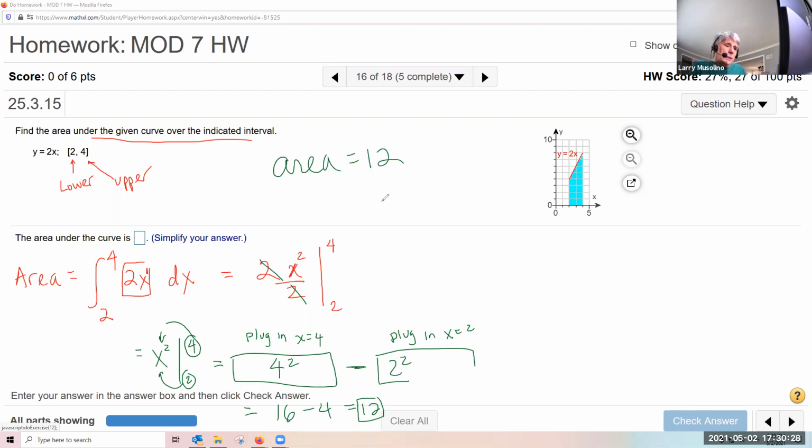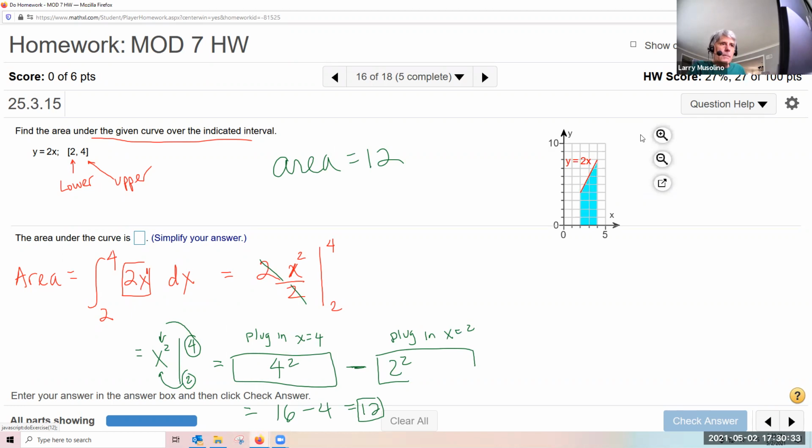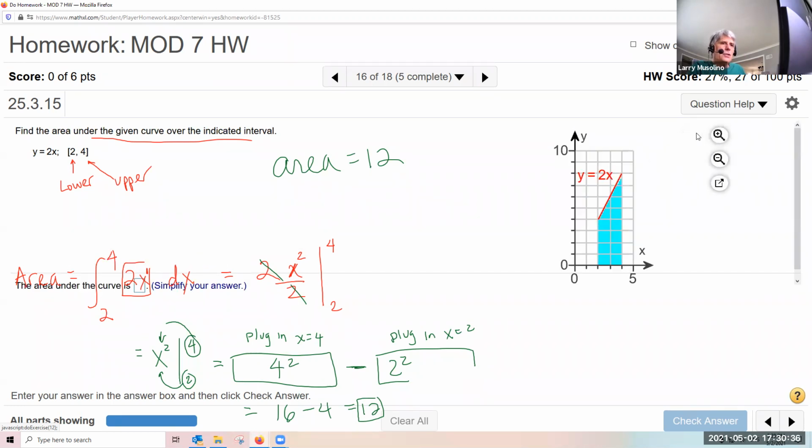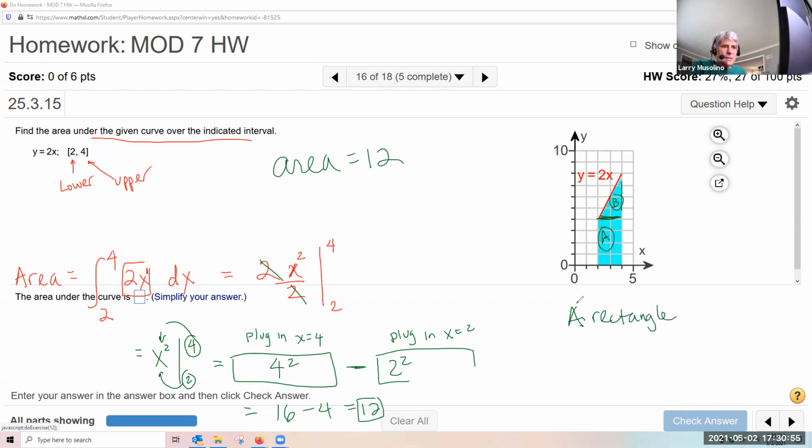But I could do this using geometry. Maybe I can make this graph a little bigger. All right, let me come here to this graph and let's use geometry, because what I could do for this graph is break this up into 2 pieces. Let me break this up into region A and region B. Region A is a rectangle. Well, I know the area of a rectangle is length times width. So the width is 2 and the length is 4. So the area of that rectangle is just 2 times 4. That's 8.